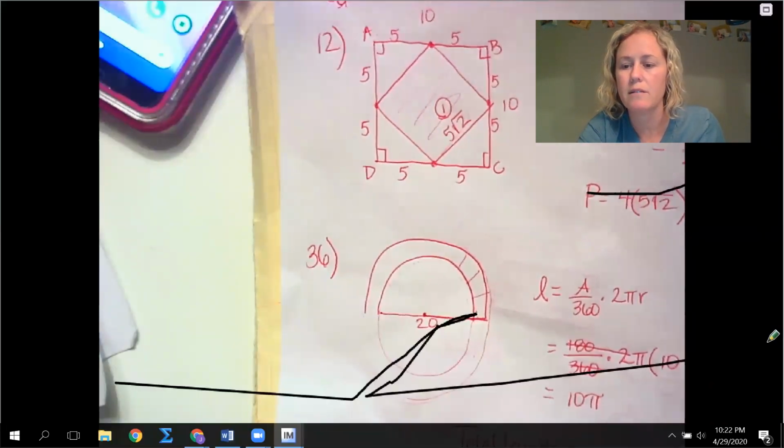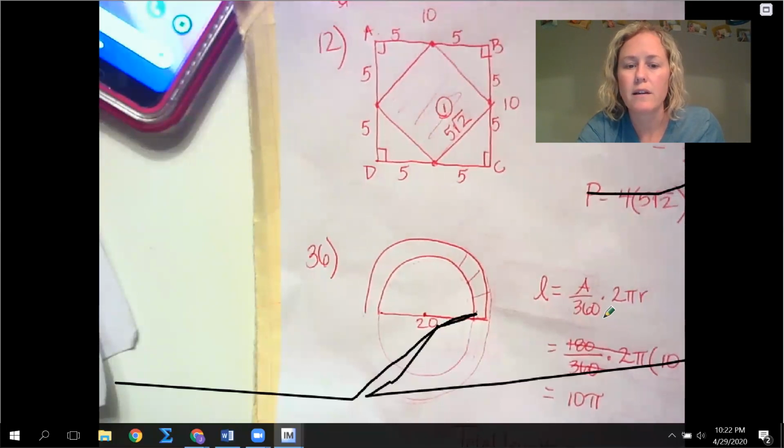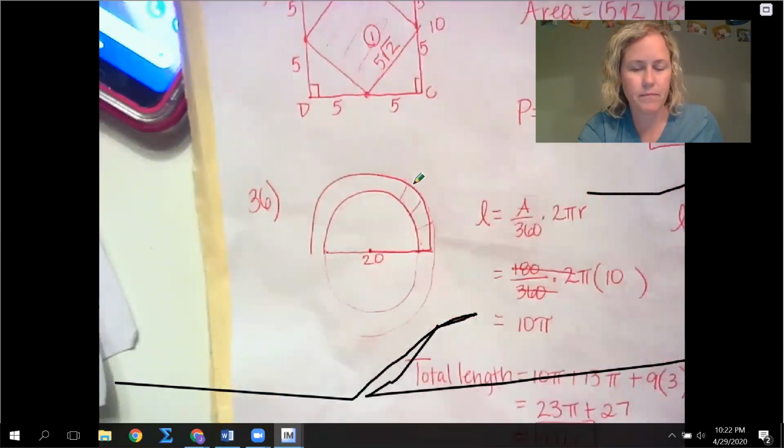Shoot, I hate when it does that. Don't know why it does that. Okay.